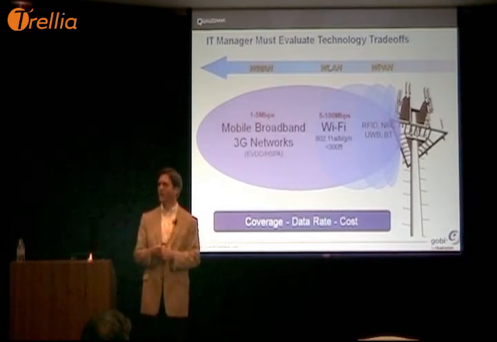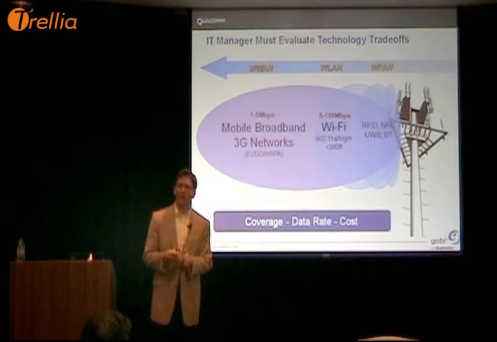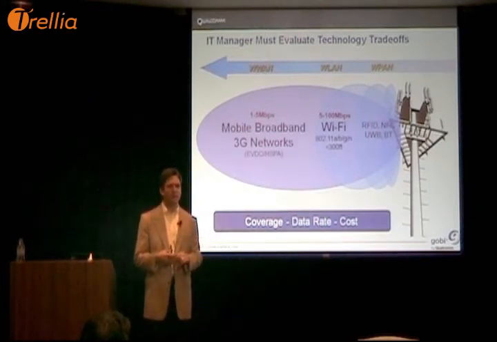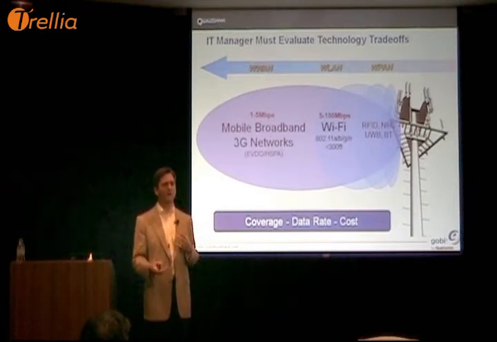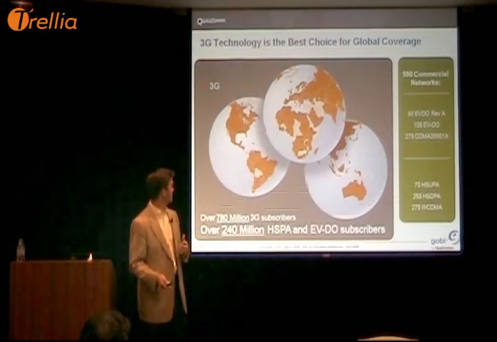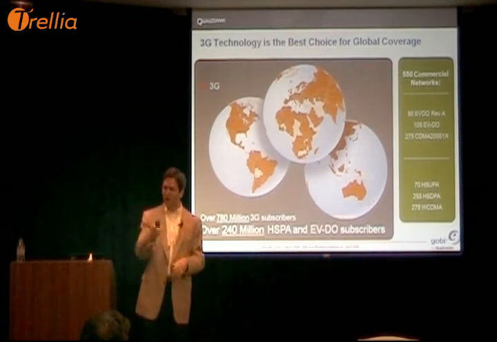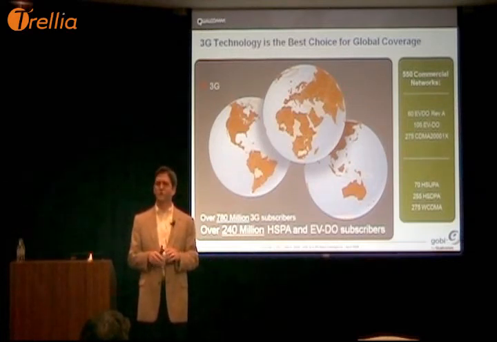Now, all of a sudden, you're getting not the rates of, say, an EDGE GPRS network at less than 100 kilobits per second, but data rates approaching anywhere from 1 to 5 megabits per second, depending on where you are in the world. As you look at this concept of coverage versus data rates versus cost, you can start to assess, well, what do I do? Which technology do I choose? And if it's coverage that you're after, 3G is the only technology that provides true global coverage across the world.